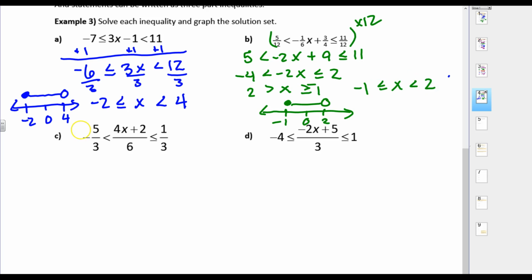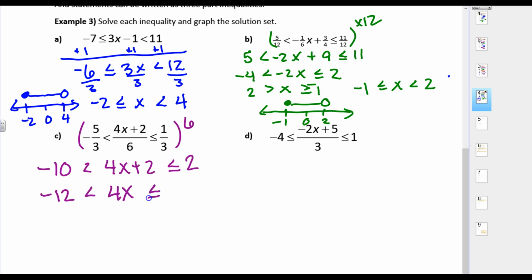On C, I'm also going to multiply by 6 to kill the denominator. When I multiply my first fraction by 6, the 3 and the 6 cancel, leaving a 2, so I get 5 times negative 2, which is negative 10, is less than. The 6's just cancel in this piece, so I get 4x plus 2, which is less than or equal to 1/3 times 6, which is 2. I am now going to subtract 2 from all sides, so I get negative 12 is less than 4x, which is less than or equal to 0. Then I'm going to divide by 4, so I get negative 3 is less than, I had a moment, friends, is less than x, which is less than or equal to 0.